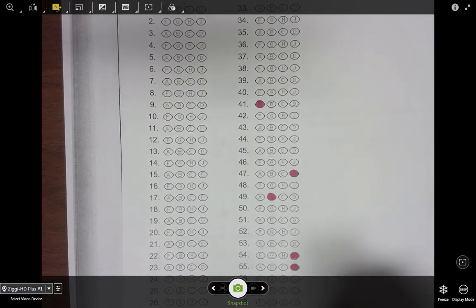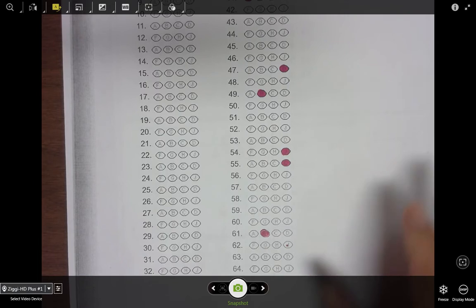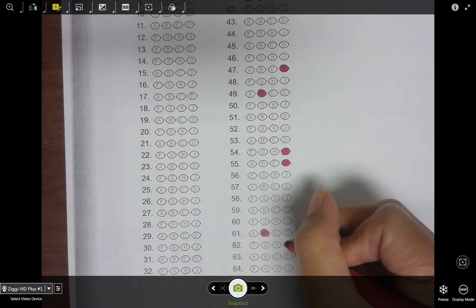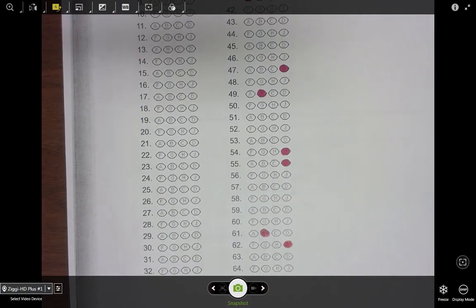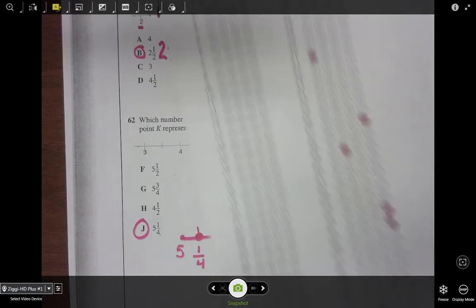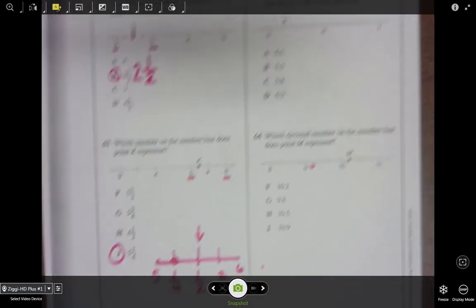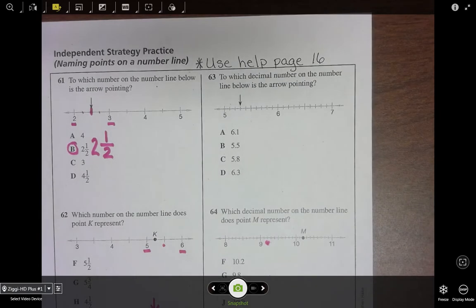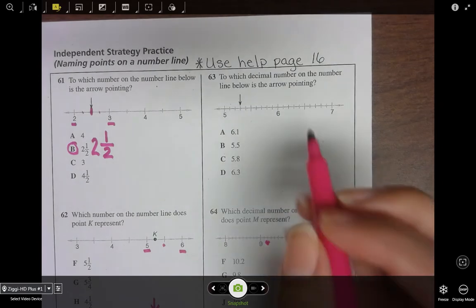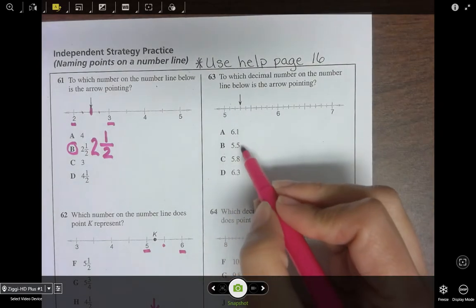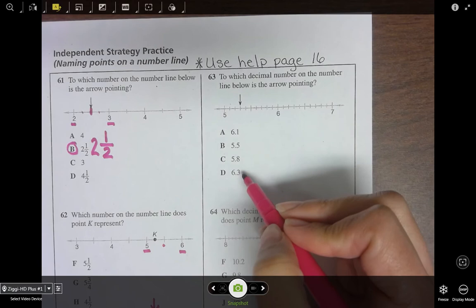All right, so we would go to our answer document if you have one, and if you don't, just write it down on your paper that number 62 is J. Okay, now number 63 probably should be something that I could have made a mistake on too if I was making this worksheet. But when I was looking at this worksheet, we are looking at the fact that now all of our answers, instead of being fractions, are decimals.